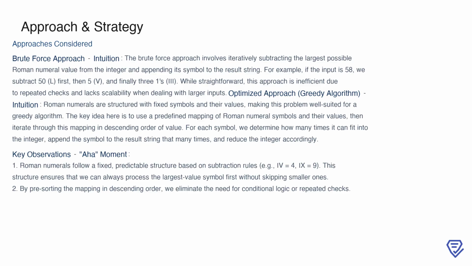A more efficient solution is an optimized approach using a greedy algorithm. Roman numerals have a fixed structure with specific symbols and their associated values, which makes the problem ideal for a greedy strategy. The essence of this approach is to use a predefined mapping of Roman numeral symbols and their values, sorted in descending order. By iterating through this mapping, we calculate how many times each symbol fits into the integer, append the symbol that many times to the result string, and reduce the integer accordingly. This method is both systematic and efficient.